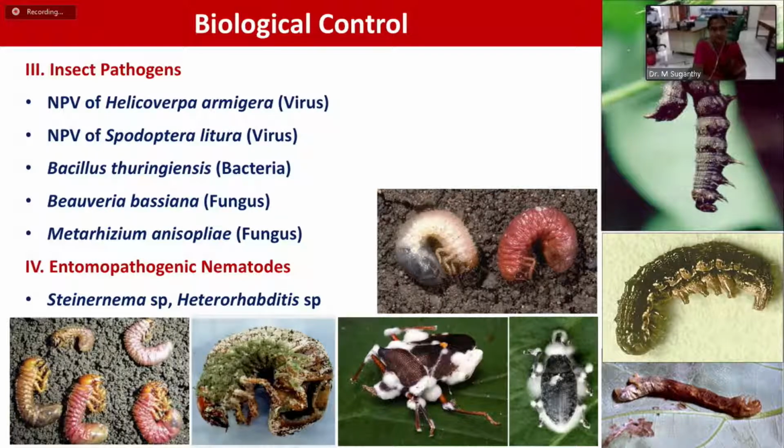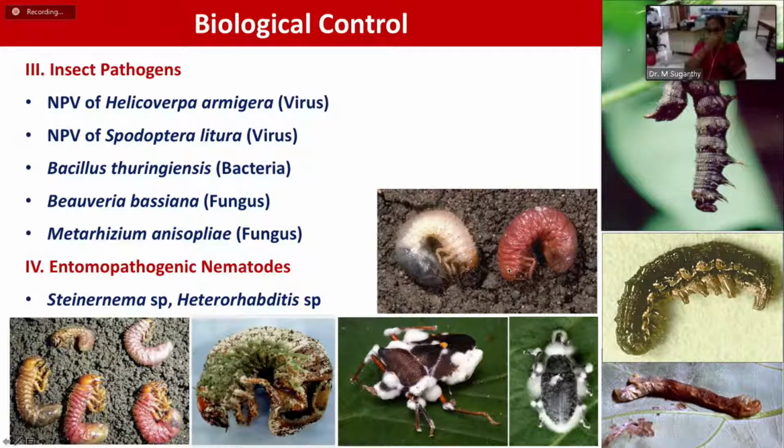The last one under biological control is the entomopathogenic nematodes. There are two important species, namely Steinernema and Heterorhabditis. These entomopathogenic nematodes are effective against subterranean insects, namely white grubs.